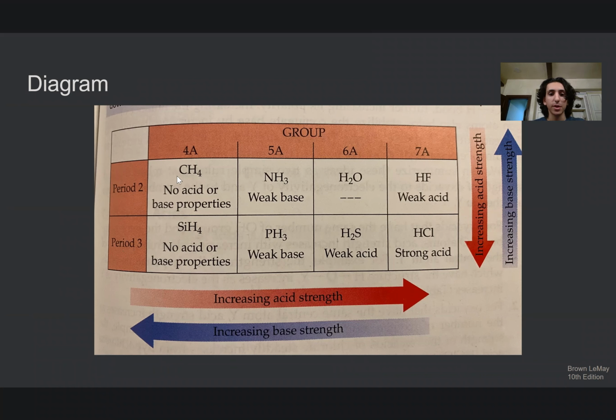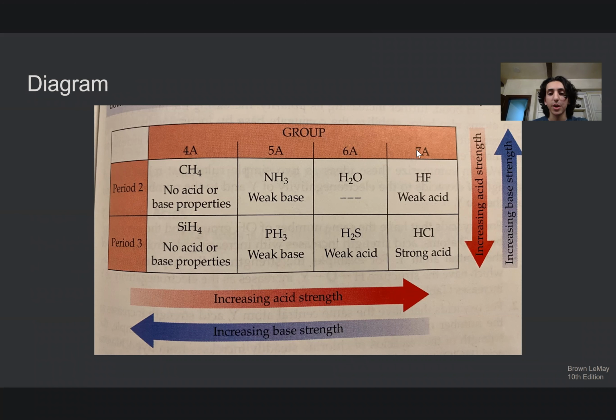And in nonpolar bonds, as in CH4, it's a nonpolar bond, and so nonpolar bonds have no acidic or basic properties. They can't be acidic because they cannot release the H atom in water upon ionization, because they have the same electronegativity. So because they're nonpolar.